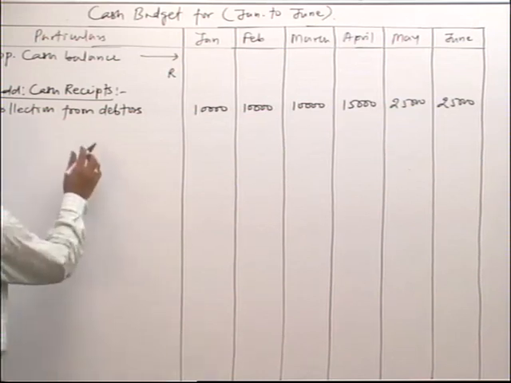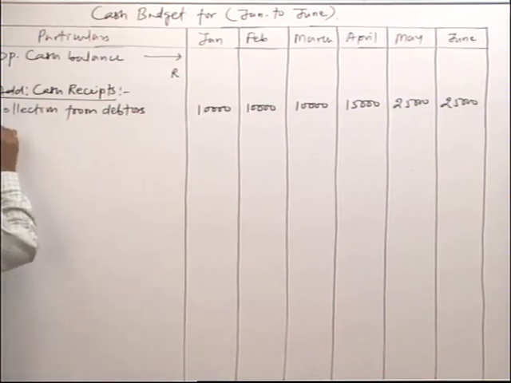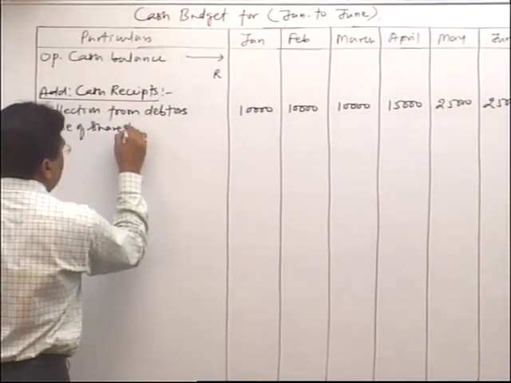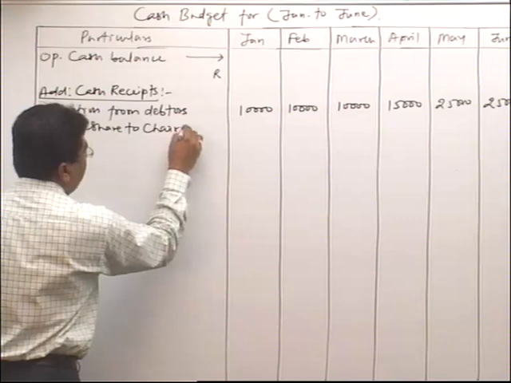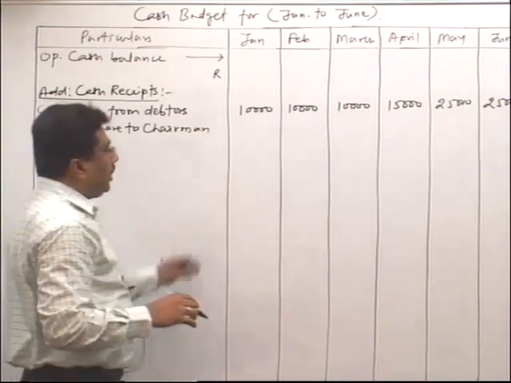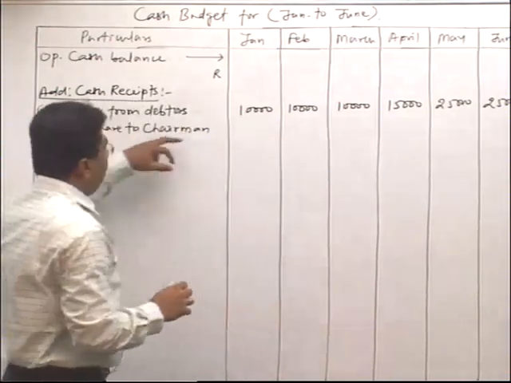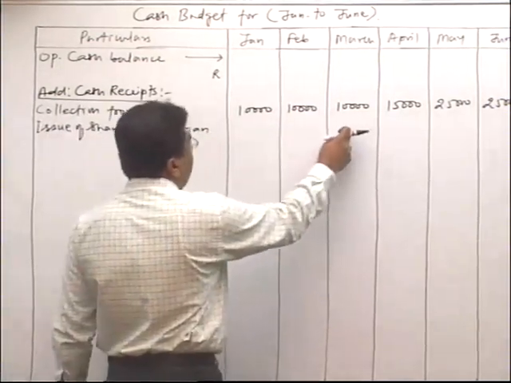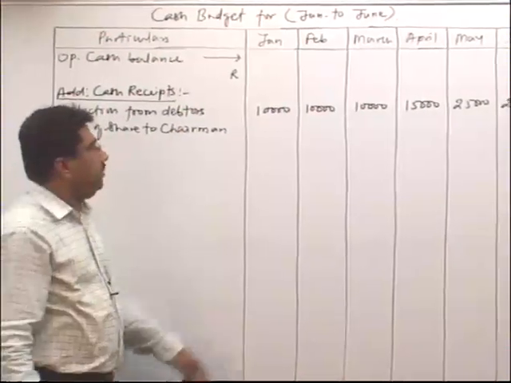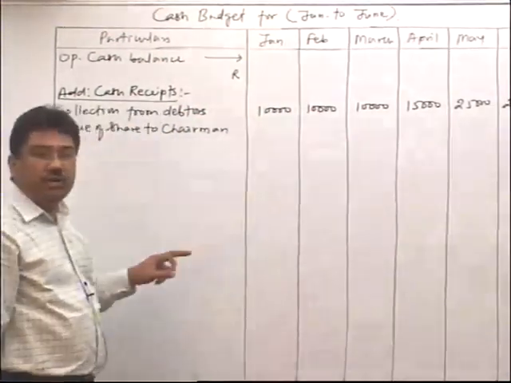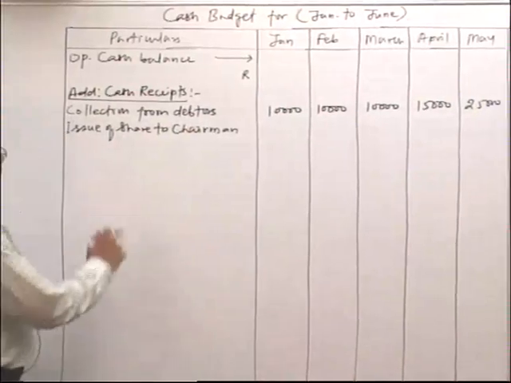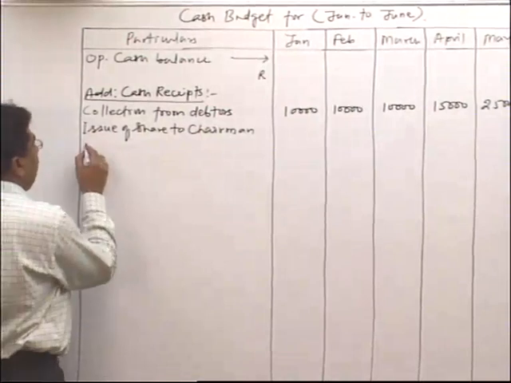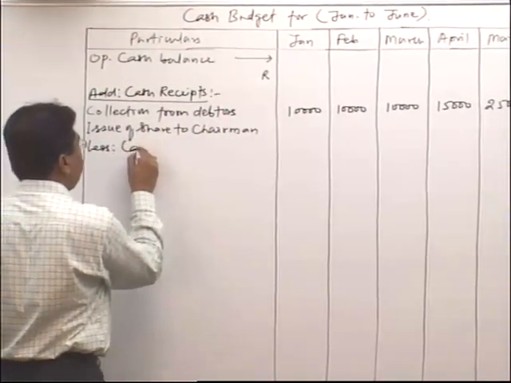Thereafter next source is issue of shares to chairman, but the amount we don't know, so keep it blank but leave one row. The shares are issued in March, so we'll make entry for issue of shares in March later on because the amount is not known to us. After this, don't make a column for total receipt as usual, but directly write down less cash payments.